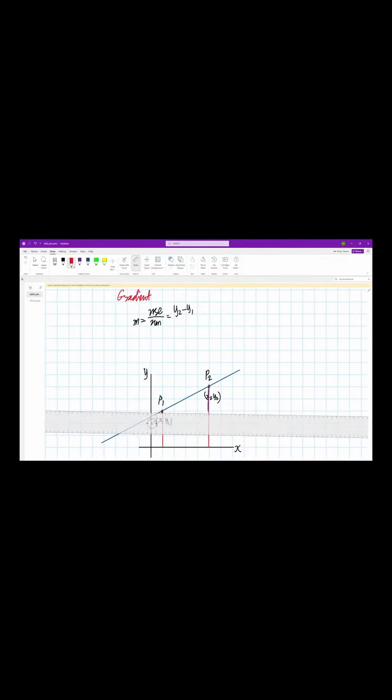And similarly, with the x values, the run, which is how far along we are going in between our 2 points, and the difference represented by this red line here, is going to be x2 minus x1. And that is the equation for the gradient.